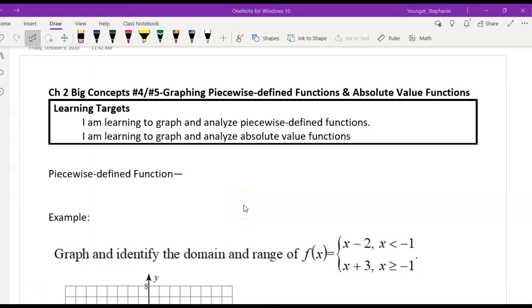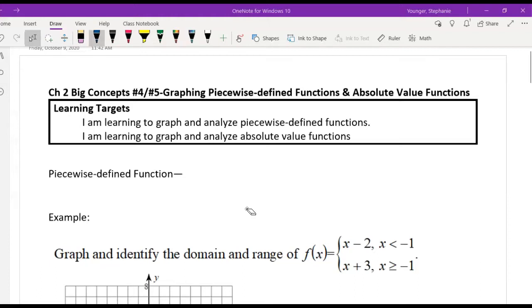All right, so today we're going to look at Chapter 2 Big Concepts, number 4 and 5, Graphing Piecewise Defined Functions and Absolute Value Functions. Our learning targets today: I am learning to graph and analyze piecewise defined functions. I'm learning to graph and analyze absolute value functions.